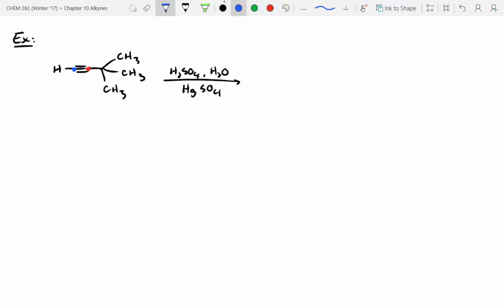And then for extra credit, not really, but kind of, let's name this alkyne.